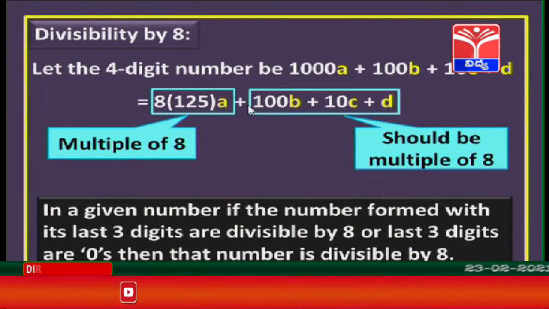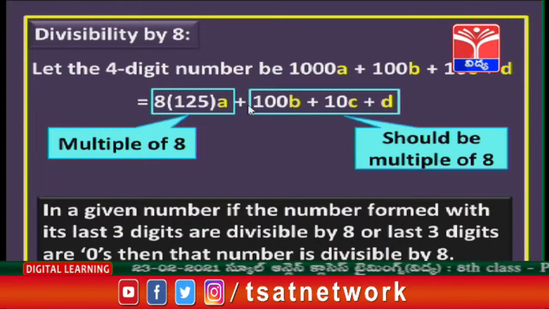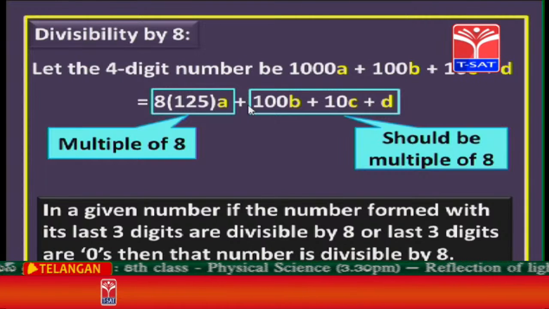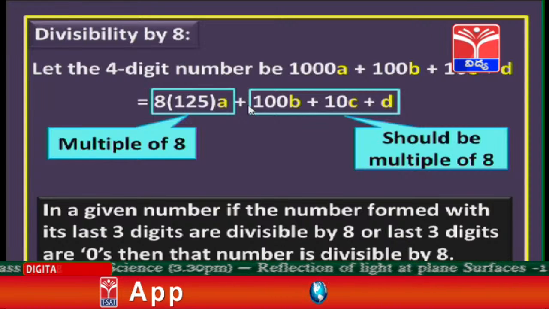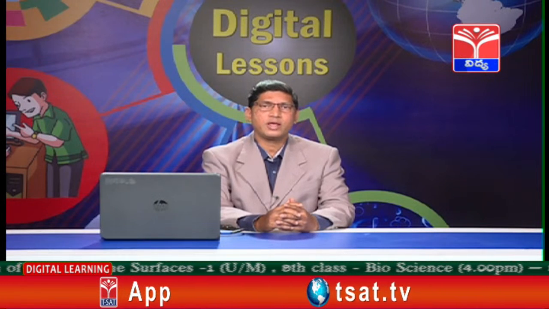So, I conclude that in a given number, if the number formed with its last 3 digits is divisible by 8 or the last 3 digits are simply zeros, then that number is divisible by 8. Now, let us apply these concepts in solving a few examples.